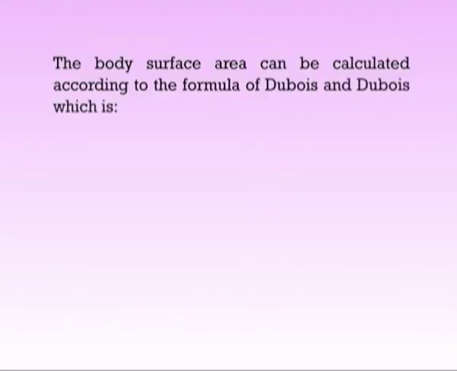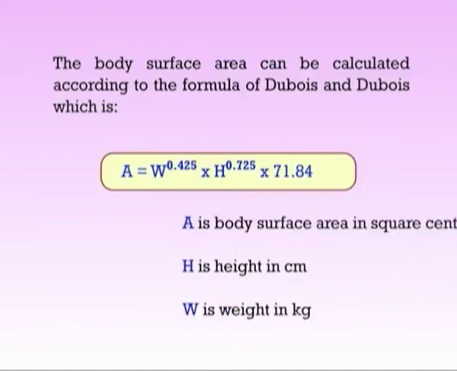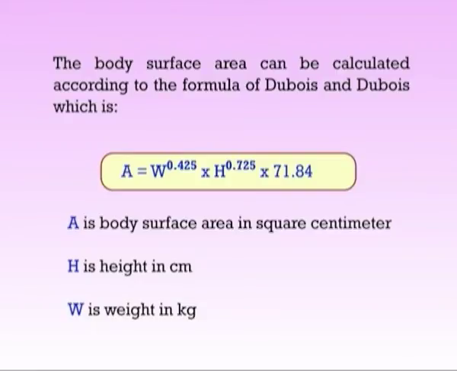Studies carried out by various workers have shown that basal metabolism is most closely related to the body surface area and less directly related to either the weight or height of the individual. The body surface area can be calculated according to the formula of Du Bois and Du Bois, which is A equal to W to the power 0.425 multiplied by H to the power 0.725 into 71.84, where A is body surface area in square centimeter, H is height in centimeter, and W is weight in kilogram.